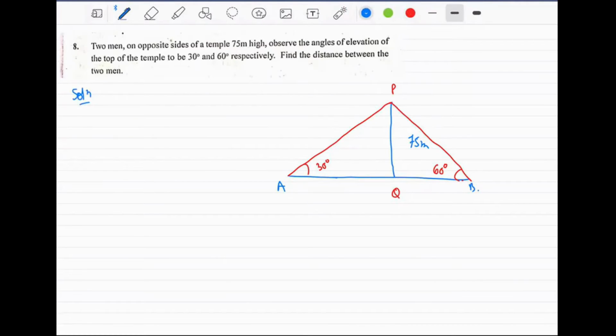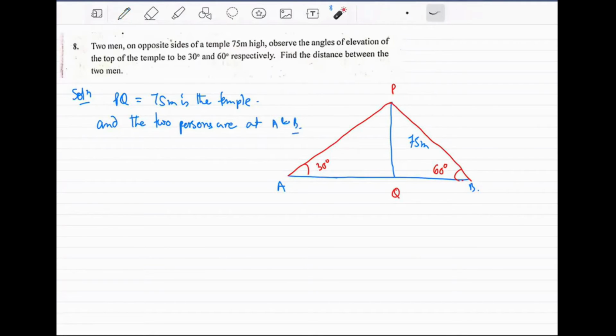Where is the temple? Where are the two men? You have to mention it first. PQ is the temple. Two persons are at A and B. Don't need to mention the angle of elevations because it's already drawn in the figure itself. Don't forget to draw the arrows here because you're looking up. A is looking up at P, B is also looking up at P.